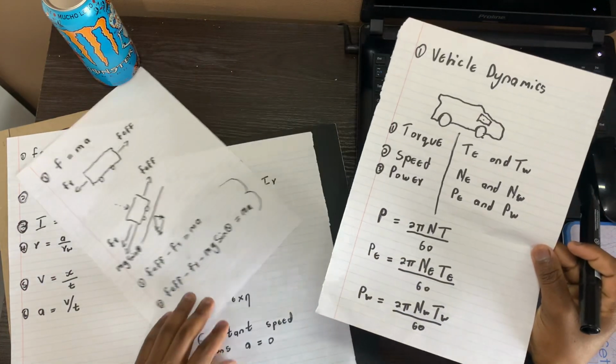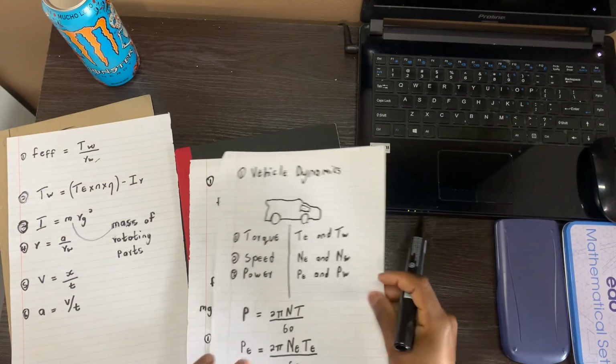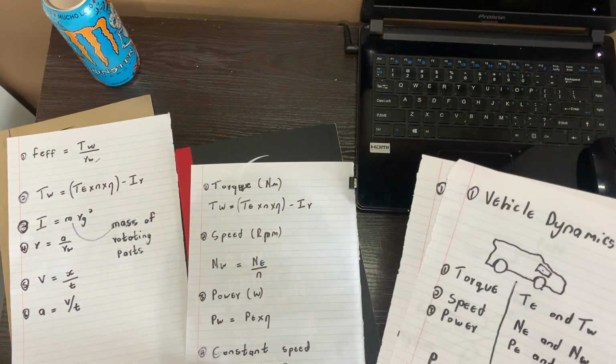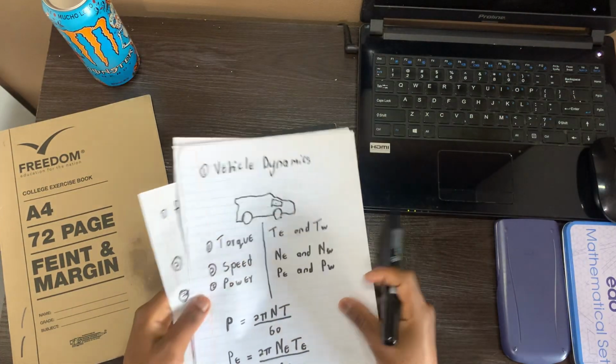So this is the first paper, second paper, third paper, and then the fourth paper.